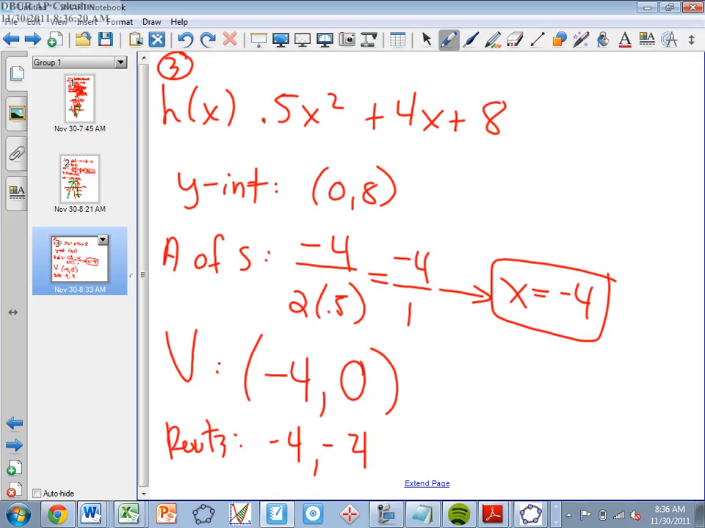Yes. You square it, you multiply by 1/2, that will give you 8. You subtract 16, that will give you negative 8. You add 8, you get back to 0. Okay? So, those are my roots. So, let's graph this one.